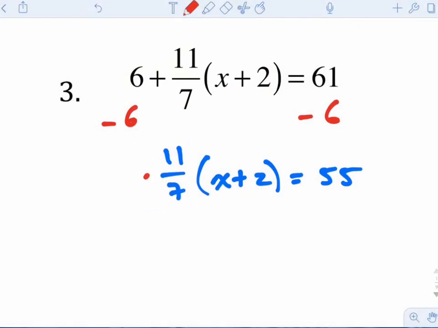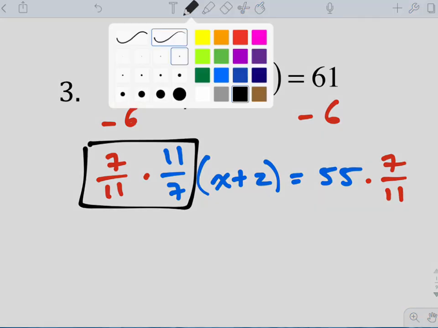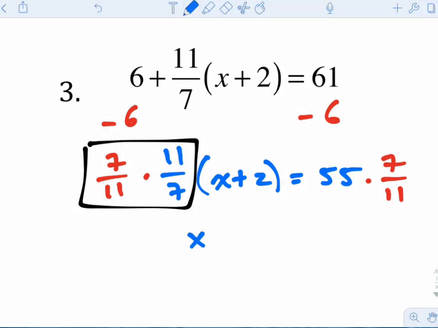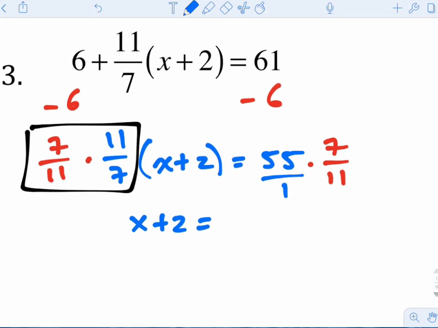If we multiply both sides of this equation by 11/7's reciprocal, namely 7 over 11, what's really nice is that on the left-hand side, these guys are going to multiply to 1. So we just get 1 times x plus 2, or just x plus 2, which is pretty sweet. And on the right-hand side, we put that 55 over 1.